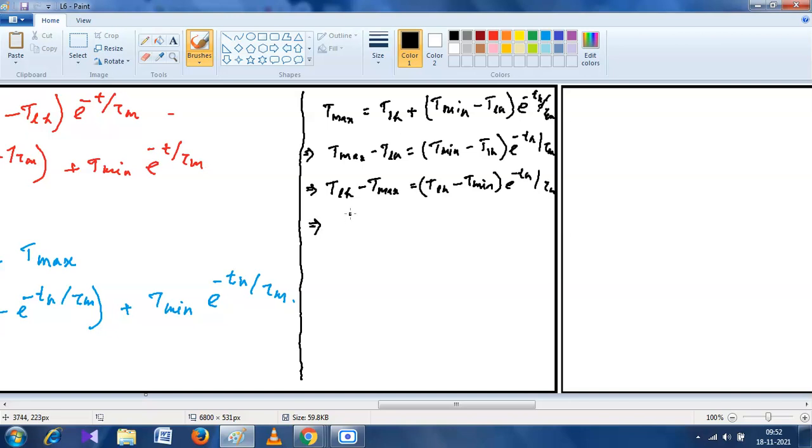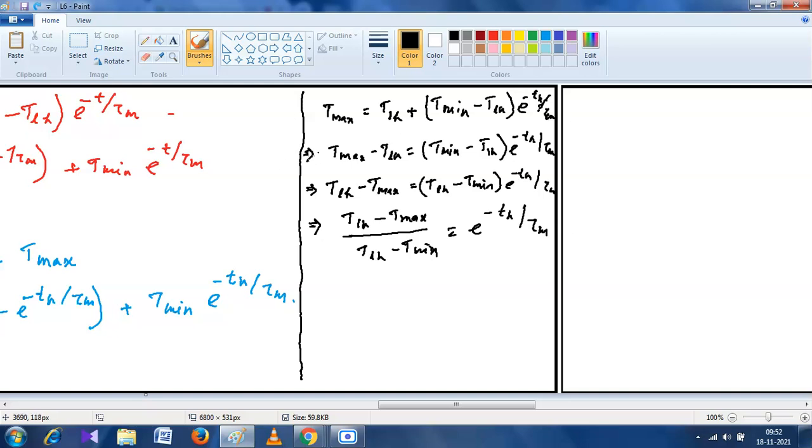So (TLH minus T max) by (TLH minus T min) is equal to e to the power minus TH by tau m. होगा ऐसा। देखो, हम ऐसे ही लिख सकते हैं कि नहीं?